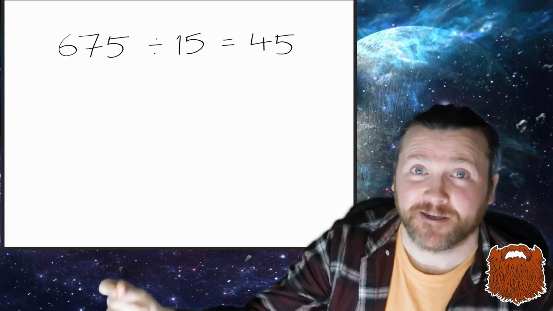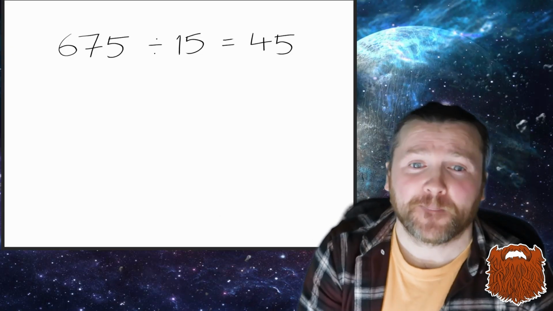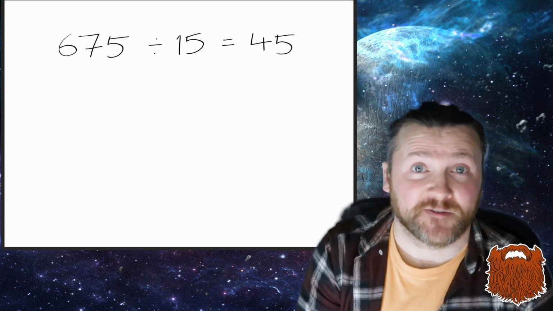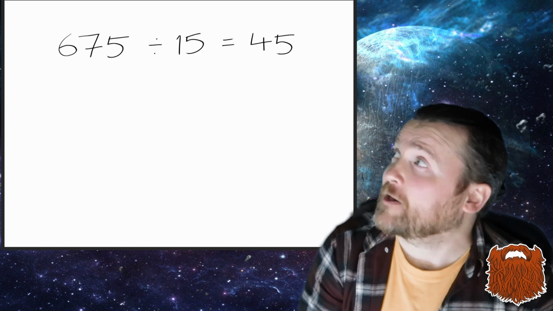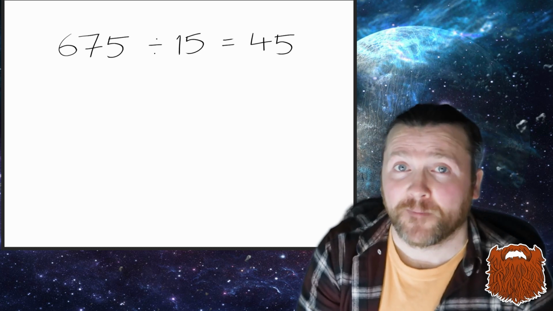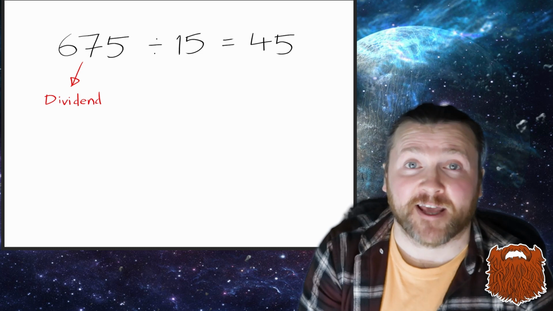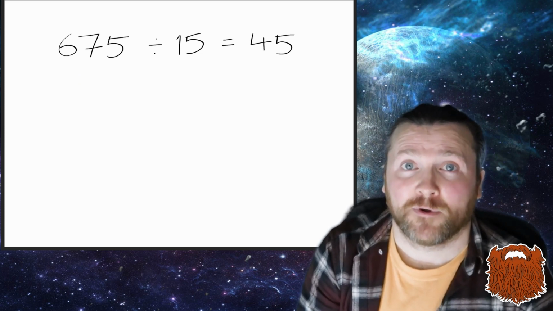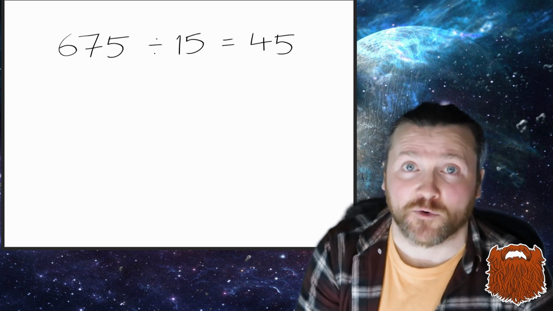First thing we're going to do is bring up a division number sentence. Good? Okay, so we're going to cover the names of the different parts of a division sum. The first number, the big number there, is 675. That is called the dividend. And that means that's the amount of things that you're dividing up into a certain amount of parts or groups.